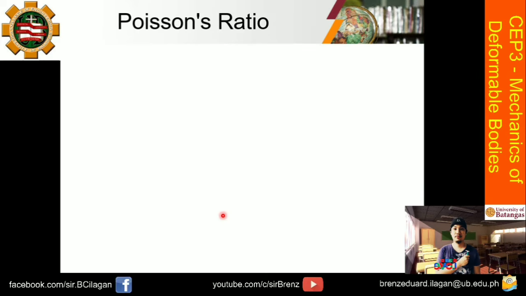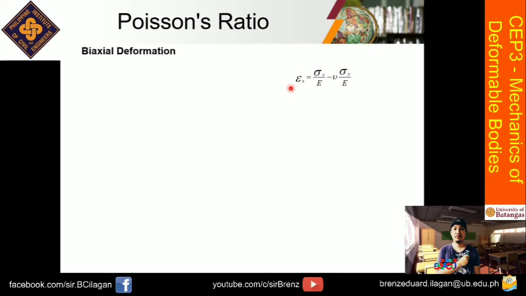Next slide. Here we also have biaxial and triaxial deformation. Let's start with biaxial deformation. The equation for the strain in x is equal to the stress in x over the modulus of elasticity E, minus the Poisson's ratio V multiplied by the stress in y over E. And for y, the strain is equal to the stress in y over E minus the Poisson's ratio multiplied by the stress in x, all over E.